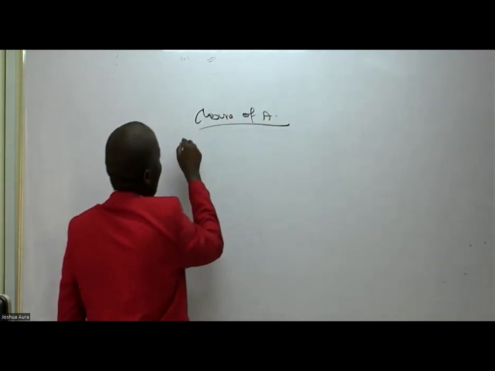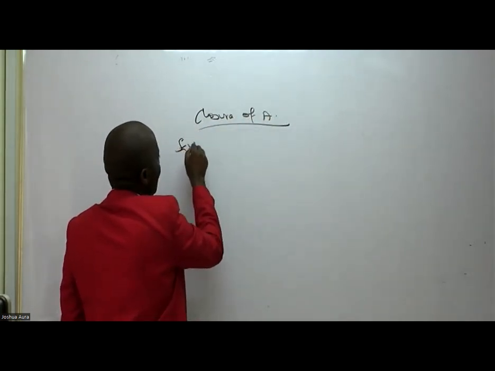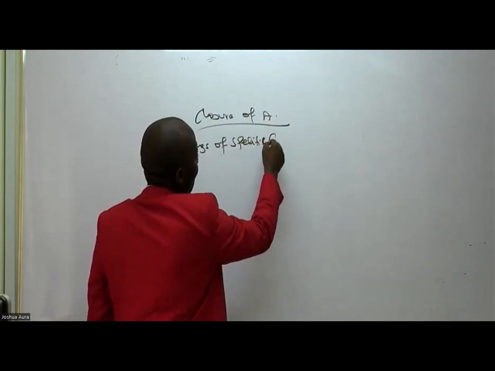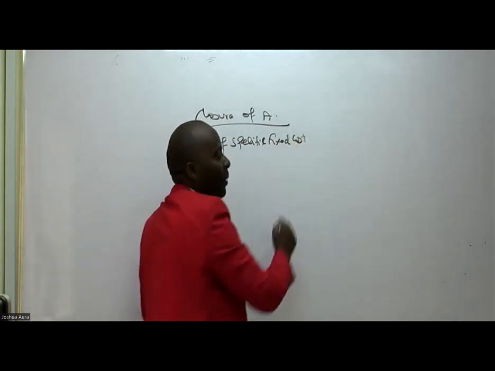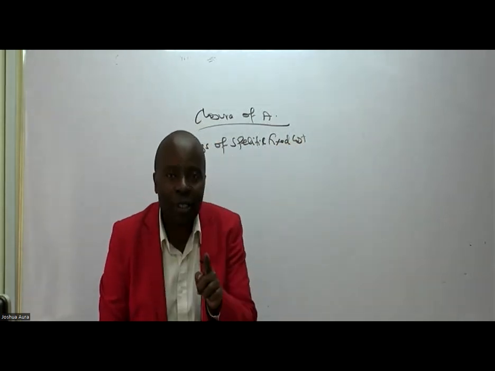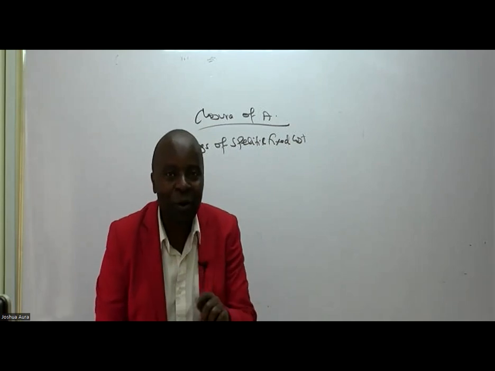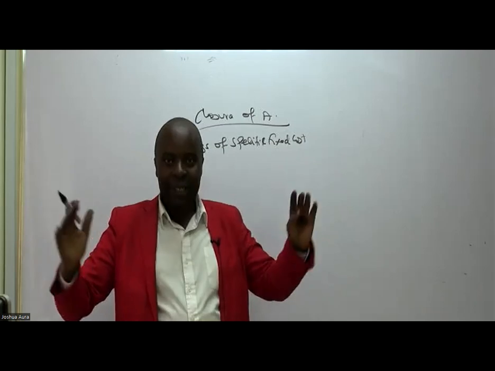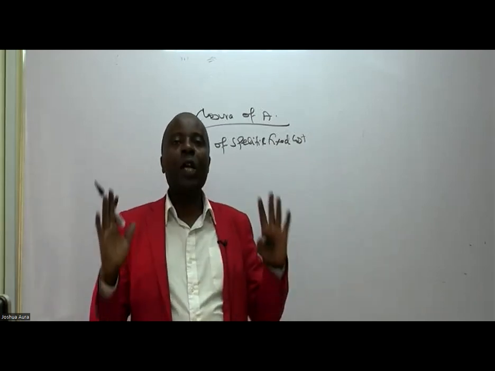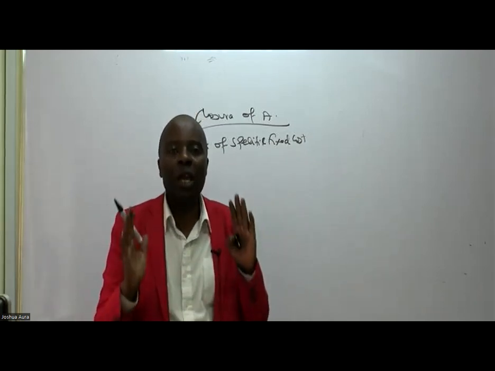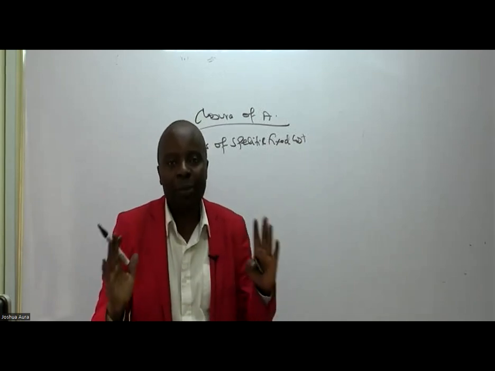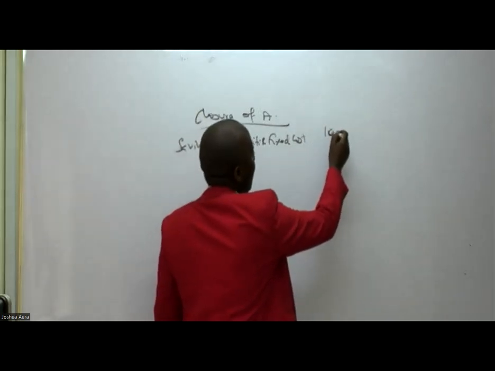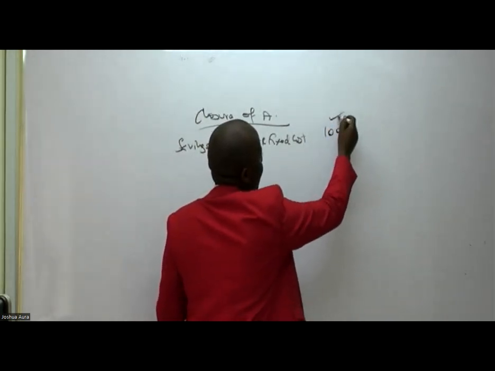So in this case we have savings of specific fixed costs. Remember, general fixed costs cannot be saved because of closing a department. The general can never, but specific fixed costs will always be saved whenever you close a department. So in this case, your specific fixed cost which will be saved is 10,000. This is the savings.